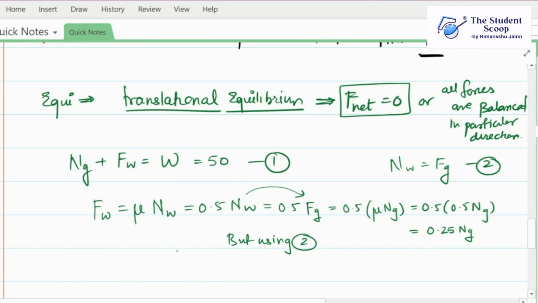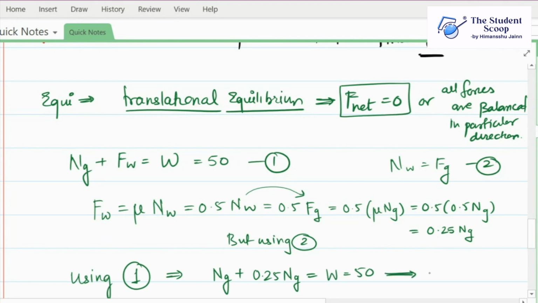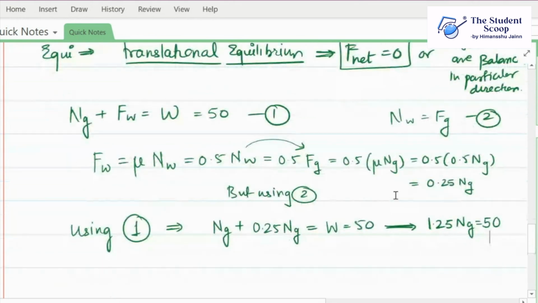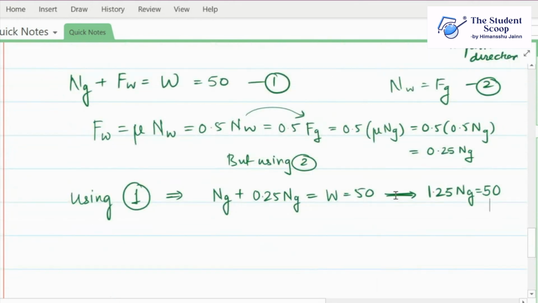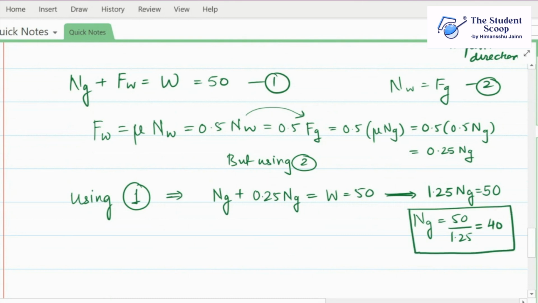Okay, which we can probably substitute in equation 1. So using equation 1, we will get Ng plus, instead of writing Fw, I will write 0.25 Ng is equal to weight, which is 50. So we will get from this 1.25 Ng is equal to 50. Okay, and if we divide 50 by 1.25, how much we will get? We will get approximately 40. Okay, so we got Ng.